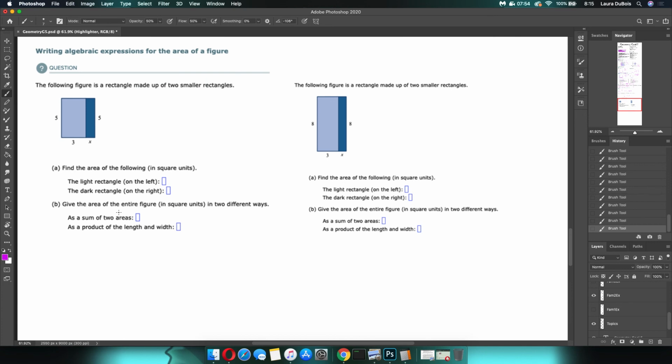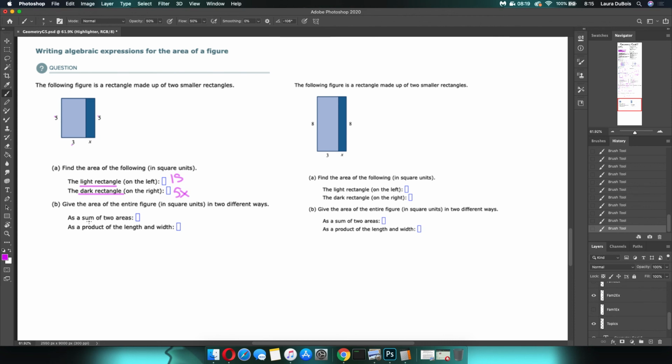All right, algebraic expressions for the figure. This is the last topic of the family. Let's see here. There's our setup. Find the area of the following: the light rectangle and the dark rectangle. Okay, so light rectangle is going to be 5 times 3, which is 15. Dark rectangle is 5 times x, which is 5x. Give the area of the entire figure in 2 different ways.